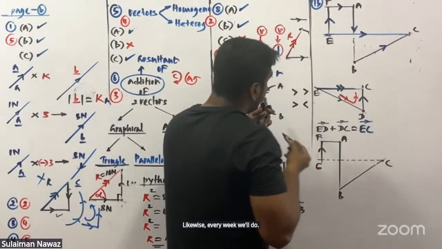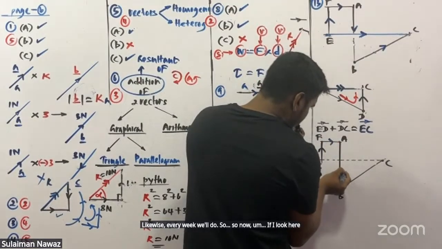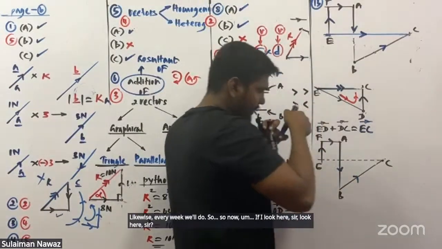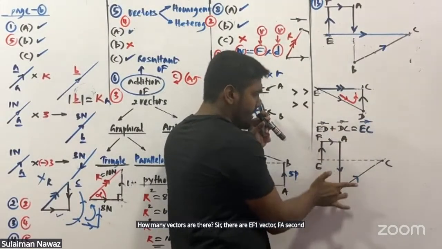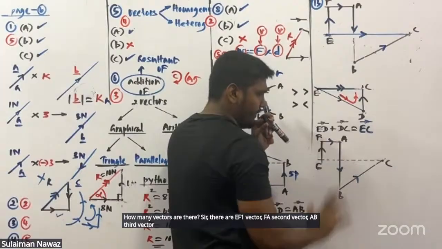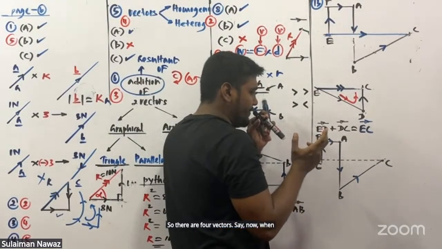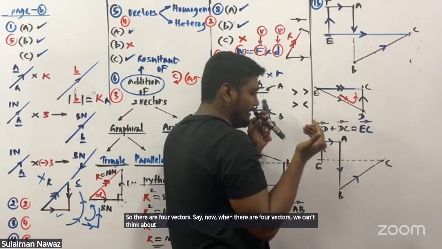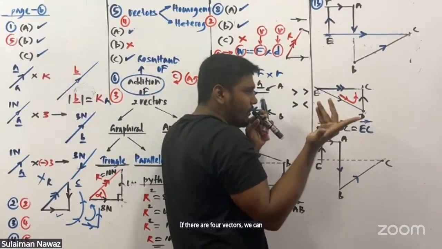So now, if I look here, sir, how many vectors are there? Sir, there is EF, one vector; FA, second vector; AB is third vector; BC is fourth vector. So there are four vectors. When there are four vectors, we can't think about triangle law or parallelogram law. If there are four vectors, we can think only of the polygon law, sir.